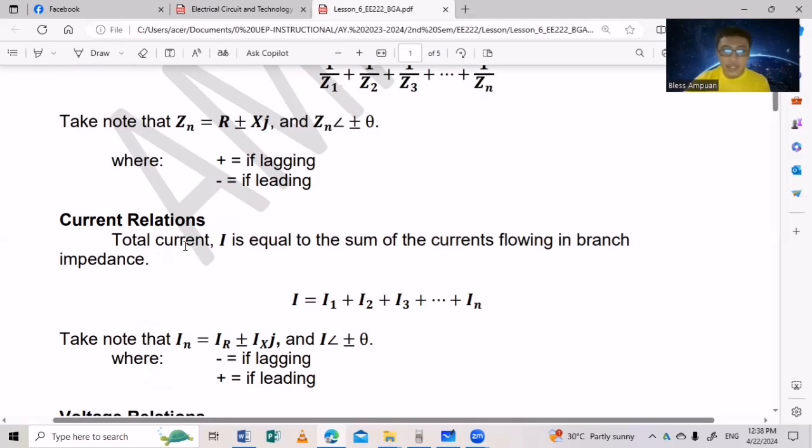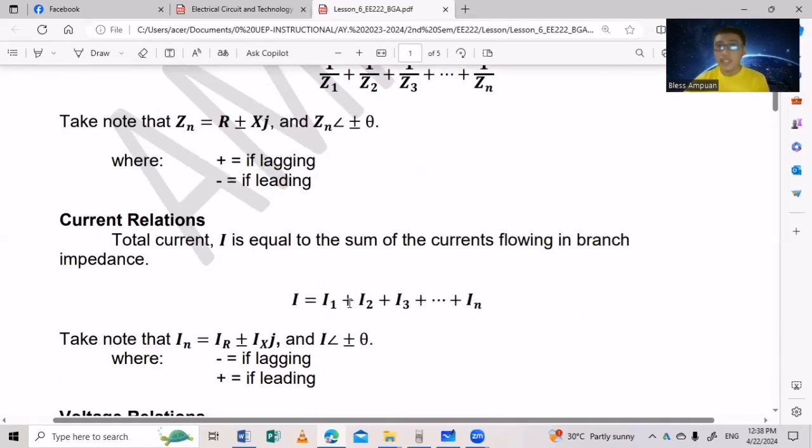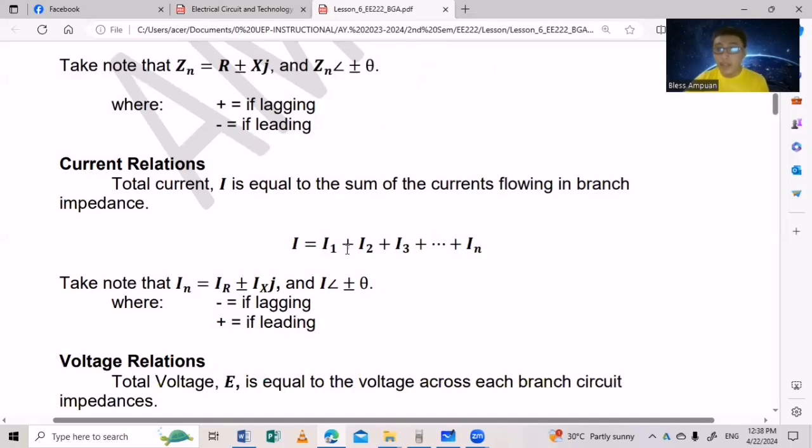So in the current relation, as we observe here, the total current is the summation of all the currents in here. But take note that we are already in AC circuits, so you cannot add all the currents here simply using their magnitudes. Instead, think of it that we are dealing with vectors, which means it is the vector sum of the currents.